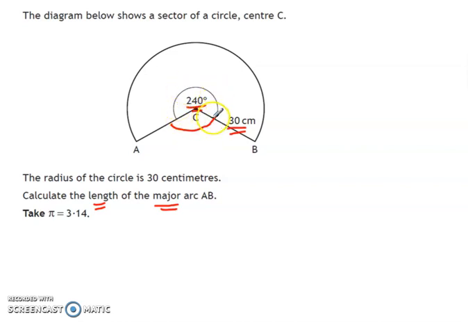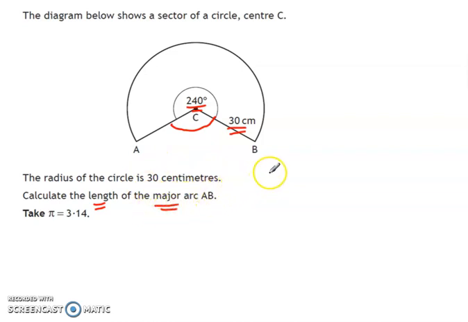So we know the angle straight away, we don't have to worry about it. If we were given this angle here and we needed this one, we'd simply do 360 degrees, take away that angle to fill in the gap here. So we know all the information we need to know for the major arc.